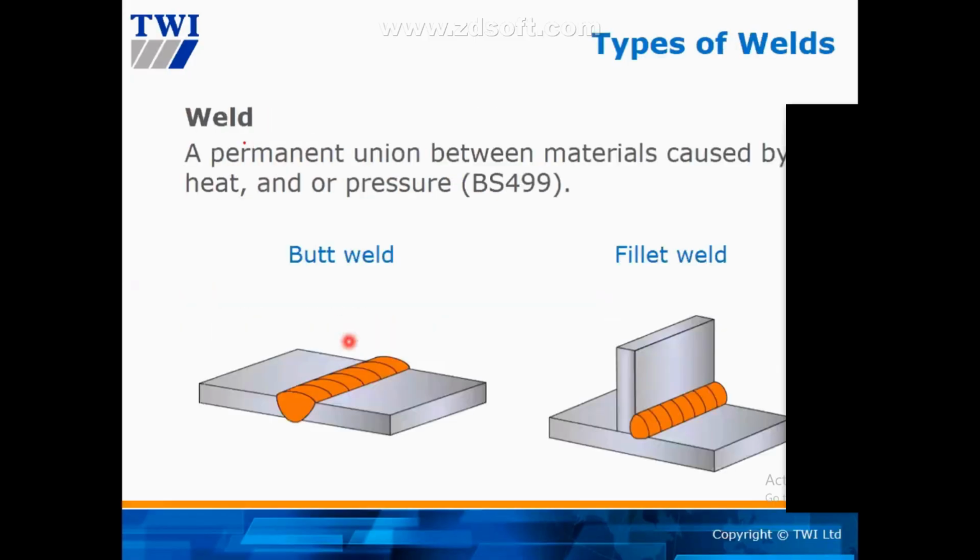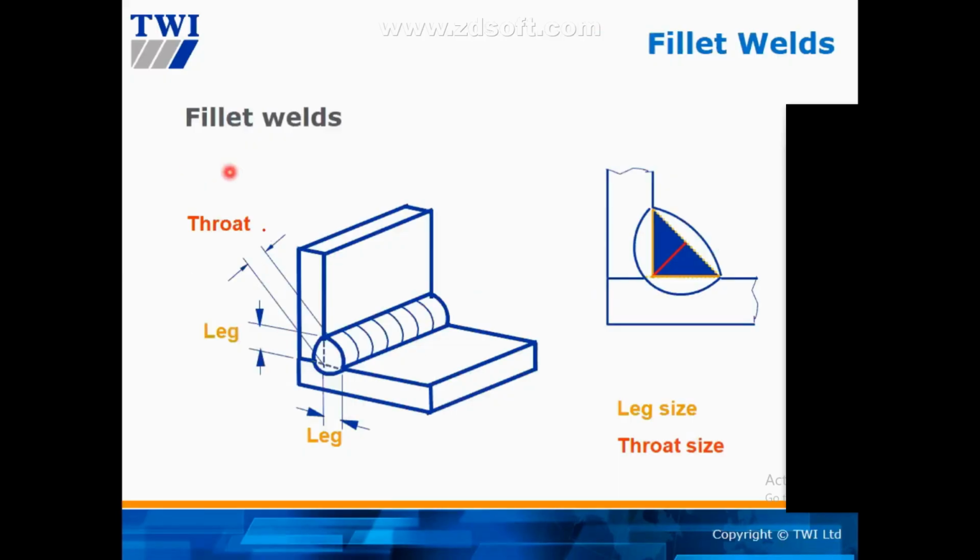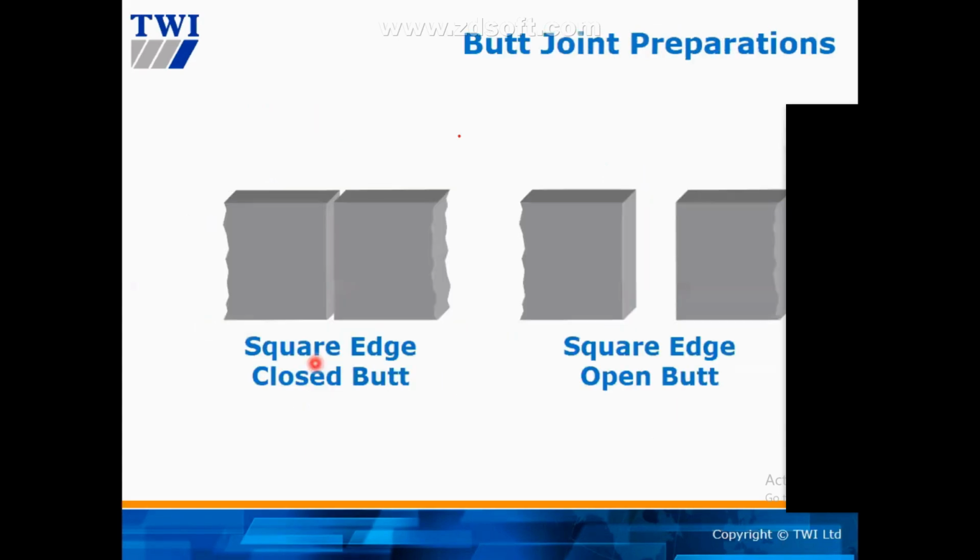All right. So the weld, a permanent union between material caused by heat or pressure. So we got butt weld, and also we got fillet weld here, right? So in fillet weld, we have throat thickness. There are two types of throat thickness: we have actual throat and also design throat thickness. And then we have leg length, horizontal and vertical leg length. All right, this is 3.1 staff.